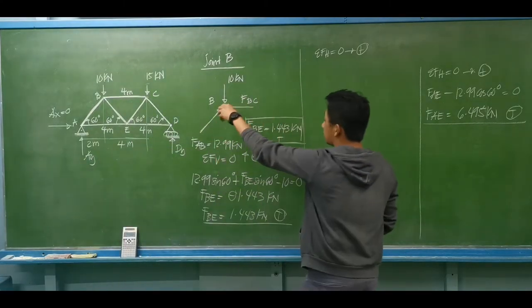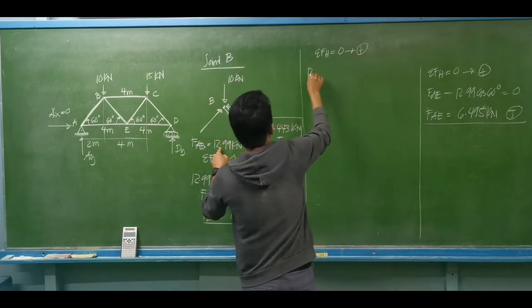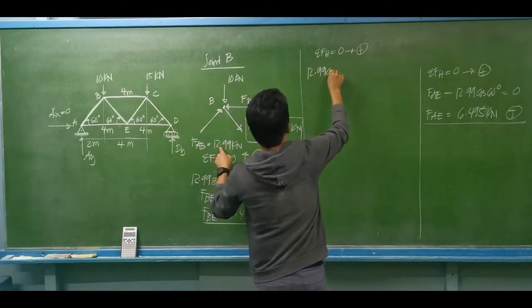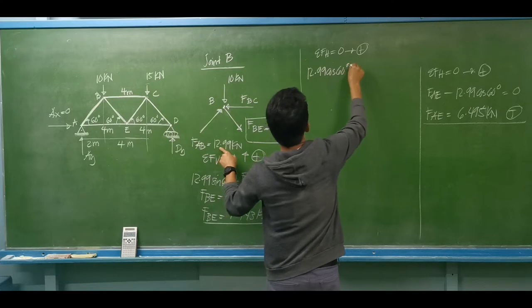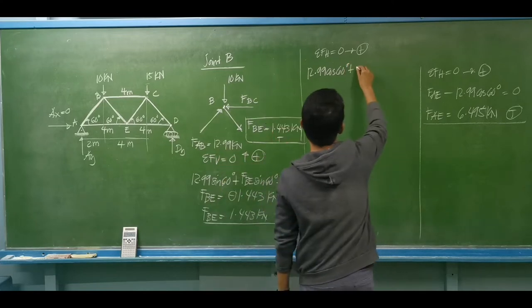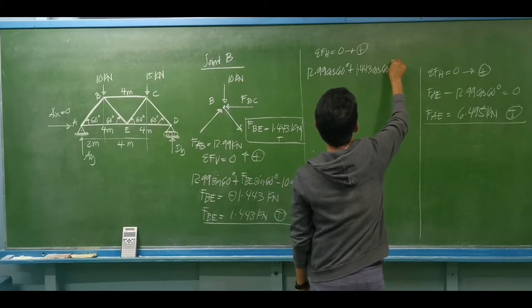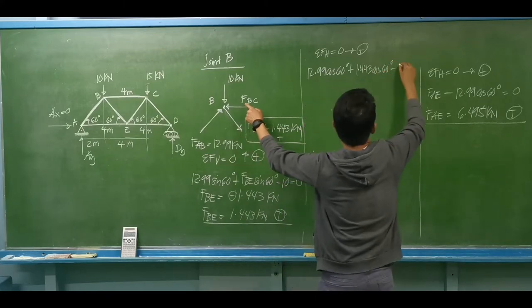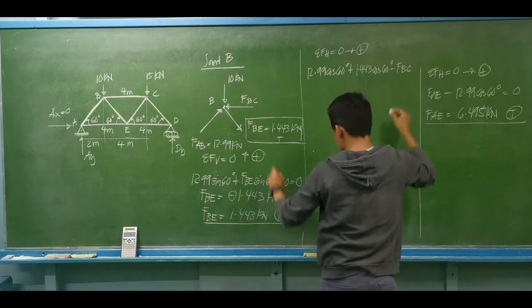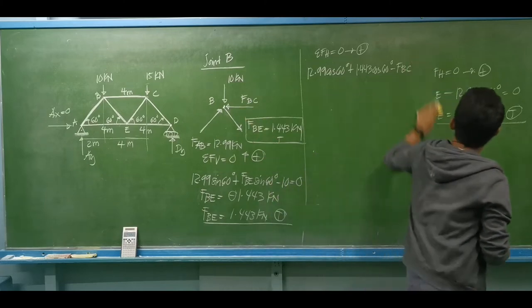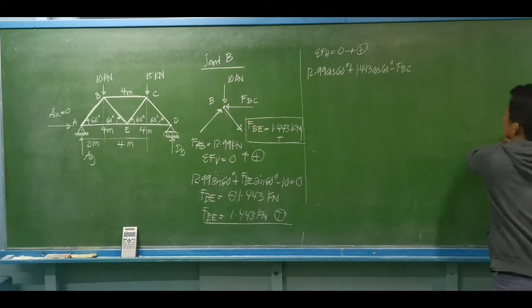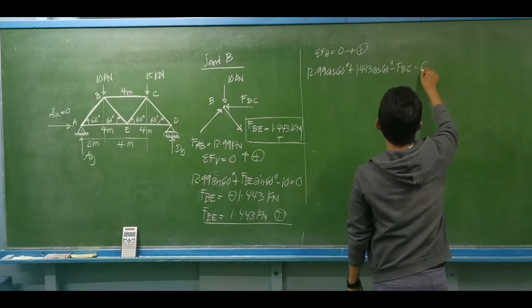Summation of forces horizontal equal to 0. We have 12.99 cosine of 60 degrees plus, okay, pinakamalapit natin, 1.443 cosine of 60 degrees minus the axial force for member BC, and it's equal to 0.